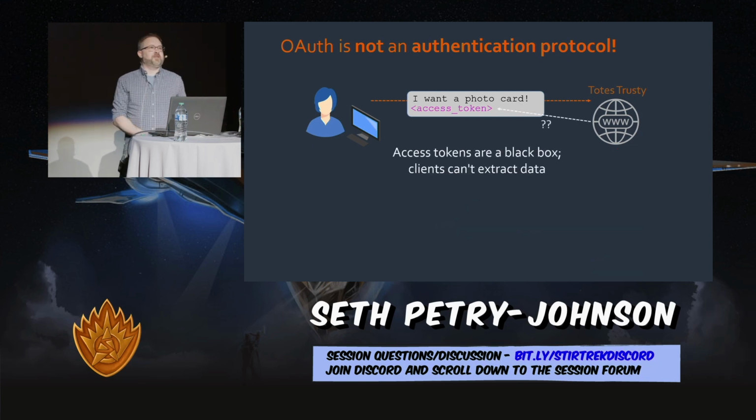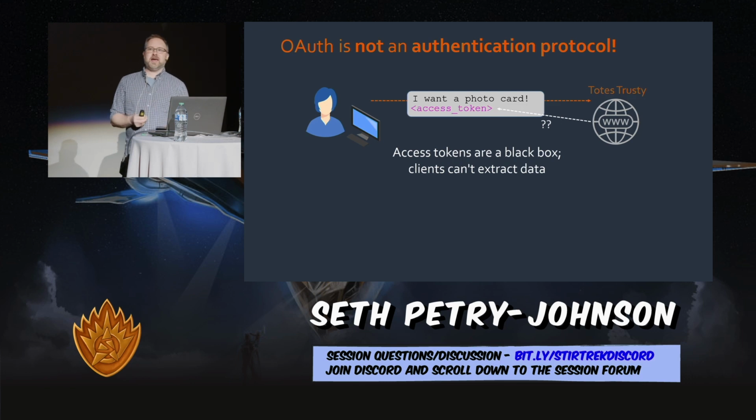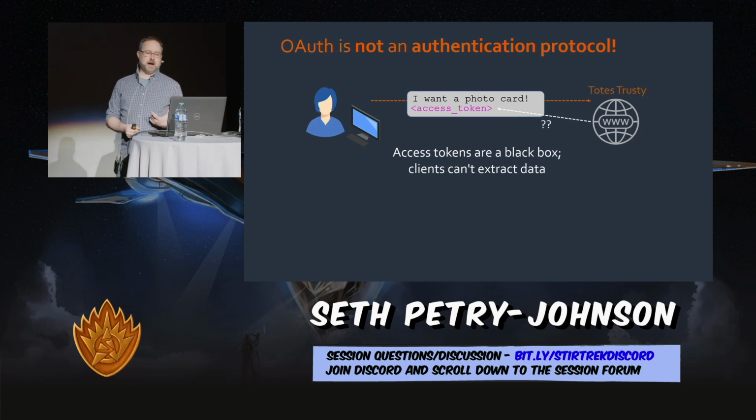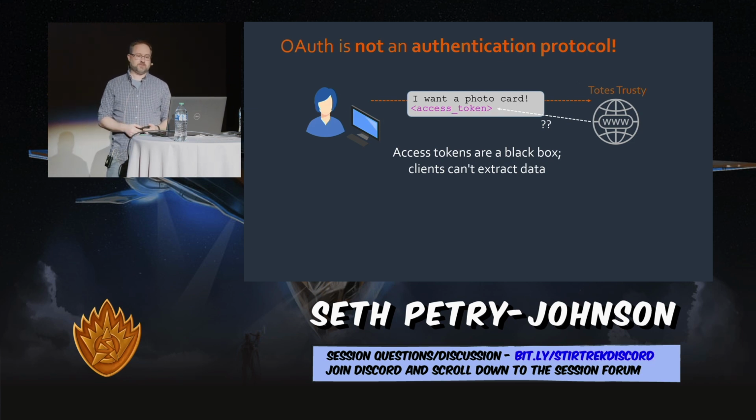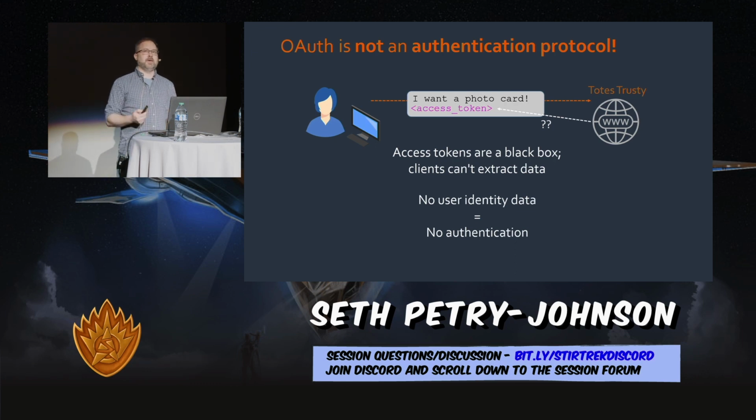The whole point of authentication is to securely associate a request to an identity. But OAuth access tokens don't tell the client anything about identity. The token is something the client can use to get data, but the token itself is a black box. Clients can't extract any data from the token. And if the token can't tell us anything about identity, it can't serve as proof of authentication.